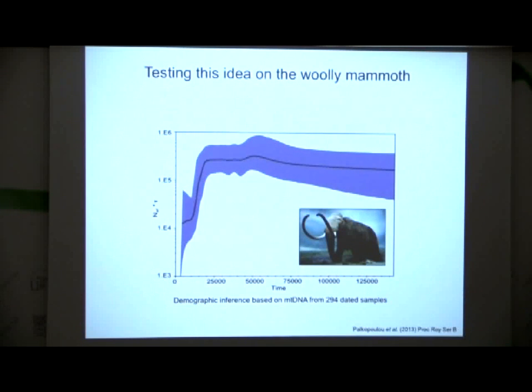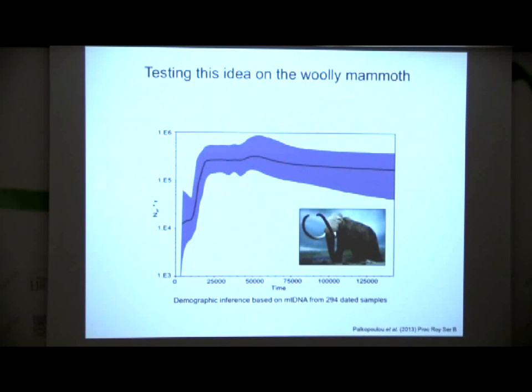So what better species to do this on than an extinct species already, the woolly mammoth. So in order to test this idea, we decided to look at the woolly mammoth. This figure here is a skyline plot done in BEAST to reconstruct the demographic history of the woolly mammoth. So you have effective population size on this axis, and you have time here. And this is based on mitochondrial DNA sequences from several hundred mammoths.